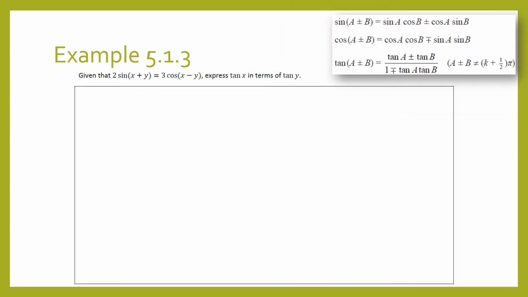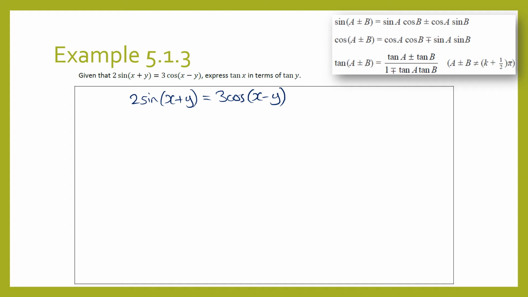Once again, make sure you've read the example before we start working through it. We're given an equation and asked to express tan x in terms of tan y. Now, it's not immediately obvious where tan x and tan y are going to come from. However, we've been given this equation, so let's start manipulating it. What's really important with an example like this, if you sat in an exam and you're not sure what to do, is to at least do something.